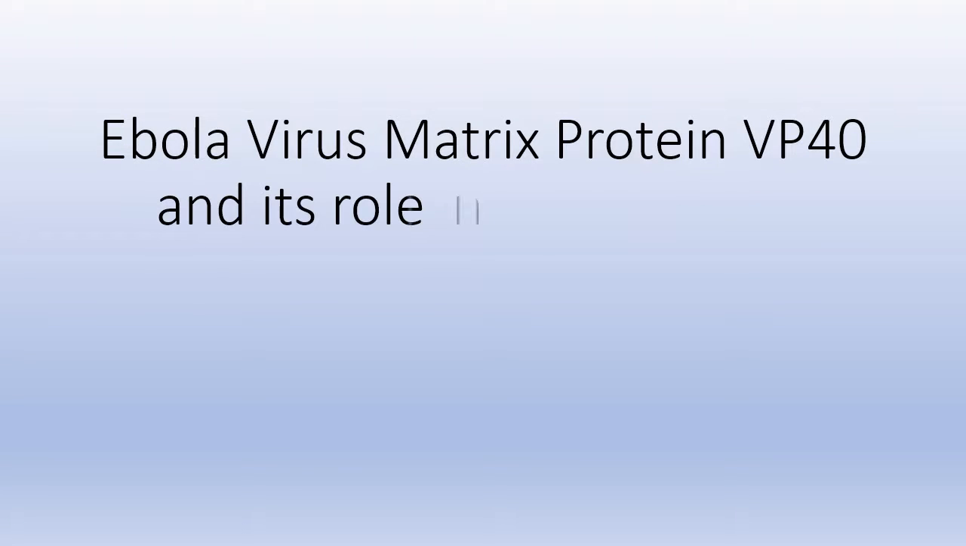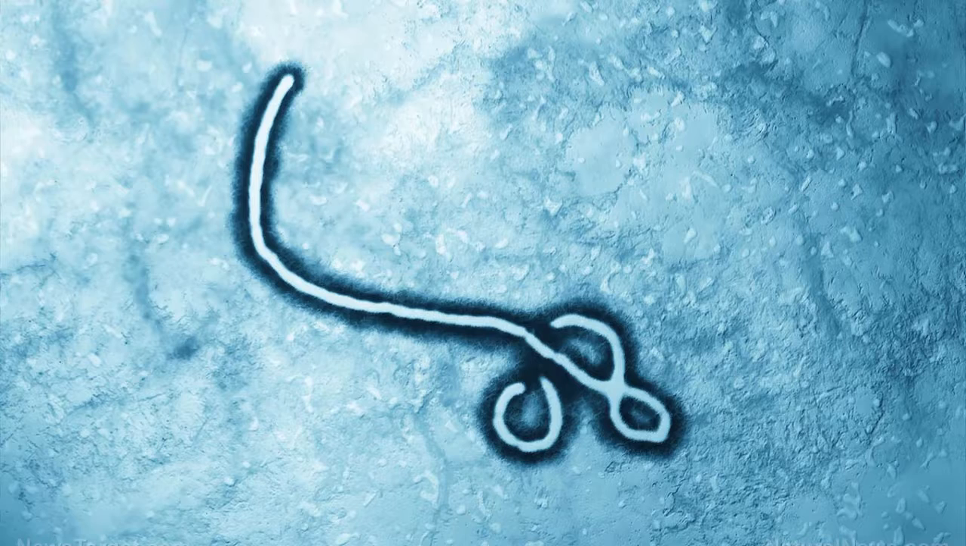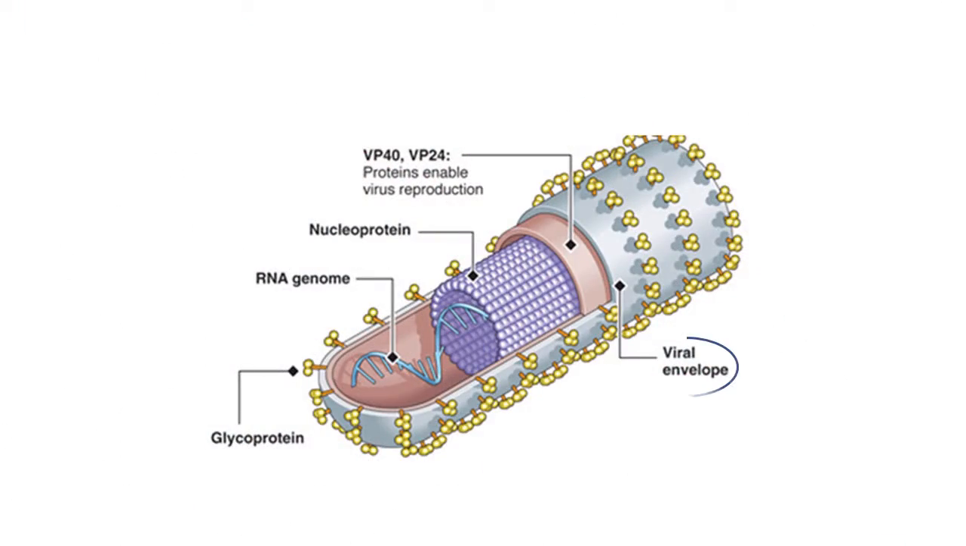Ebola virus matrix protein VP40 and its role in viral budding. Ebola virus is a highly infectious RNA virus which causes severe disease in humans. Its symptoms are characterized by high fever and internal bleeding. It is composed of a viral envelope, a single-stranded RNA genome, as well as various viral proteins.